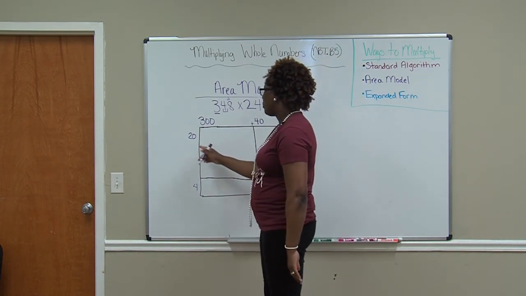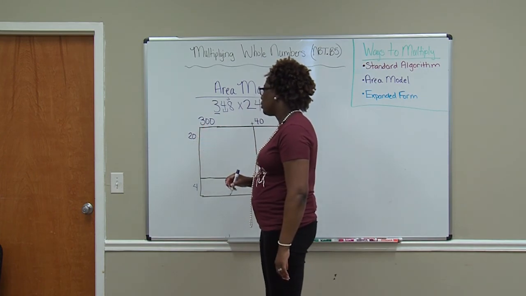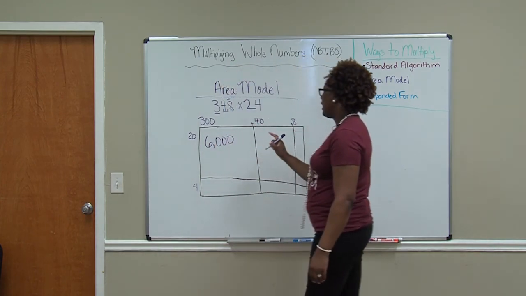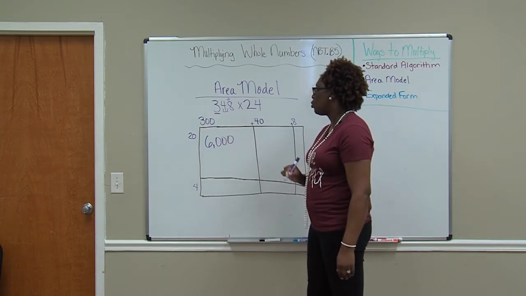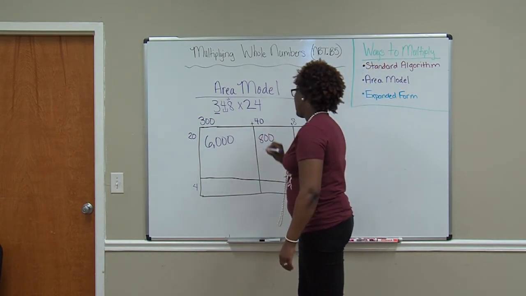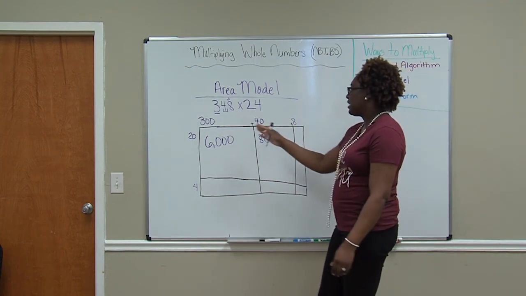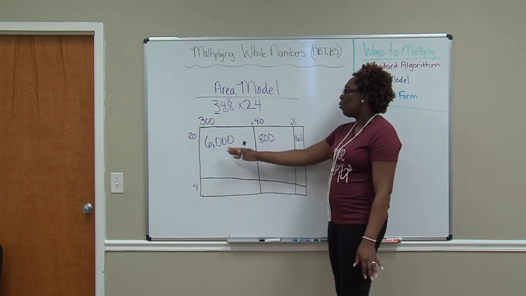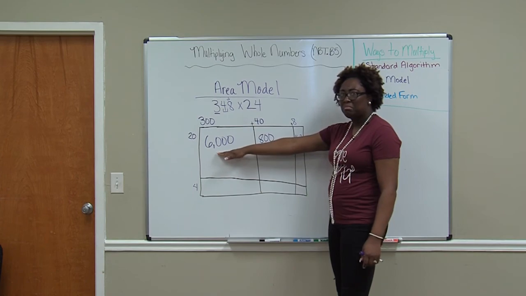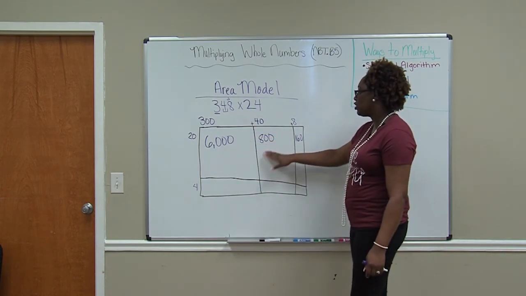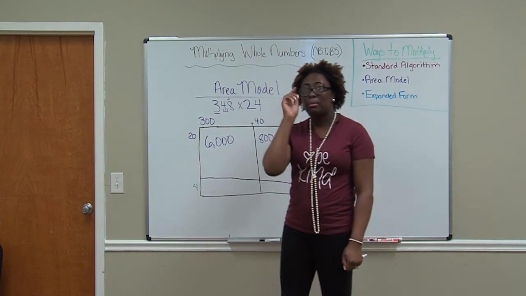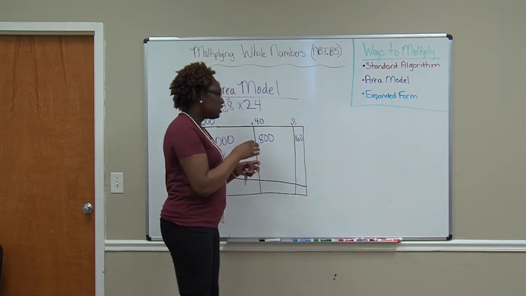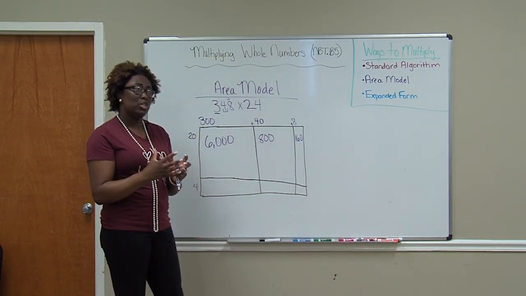What do we have here? We have 300 times 20, which is going to give us 6,000. Here we have 40 times 20, which is going to give us 800. Here we have 8 times 20, which is going to give us 160. So what do I do now, Mrs. Singleton? I know 300 times 20 is 6,000, 40 times 20 is 800, 8 times 20 is 160. Well, I'm going to take each of those products and add them together.